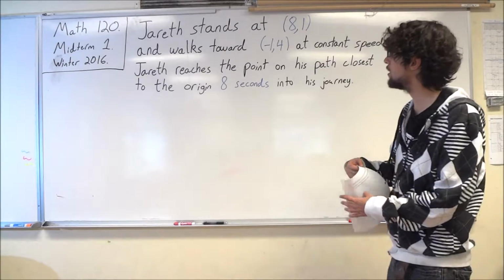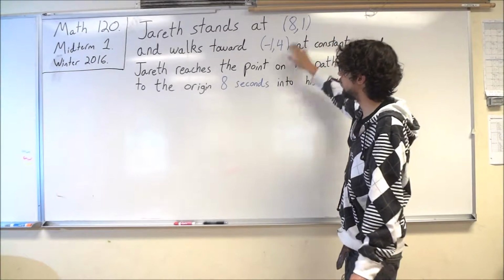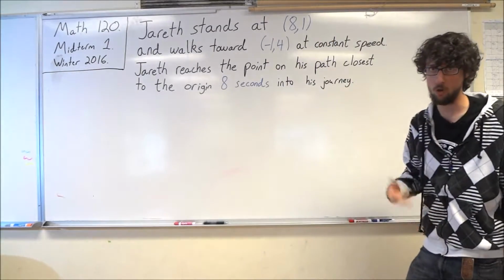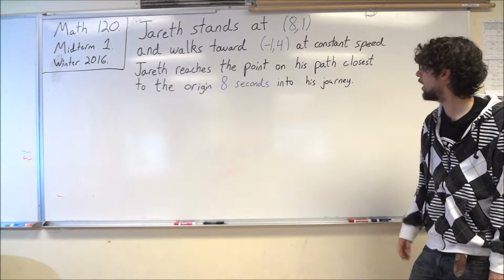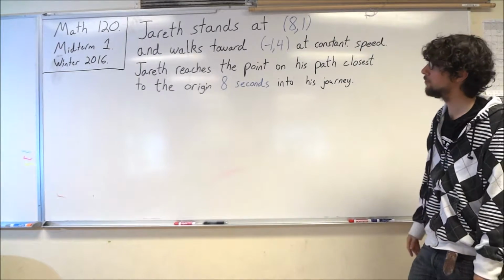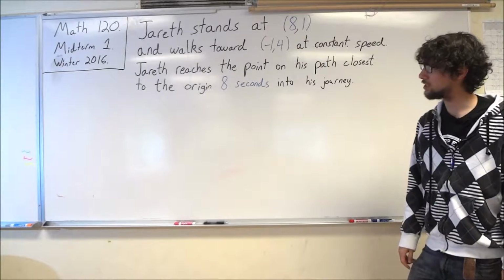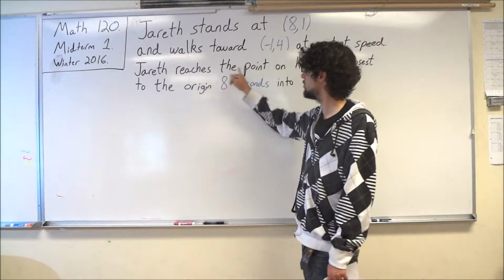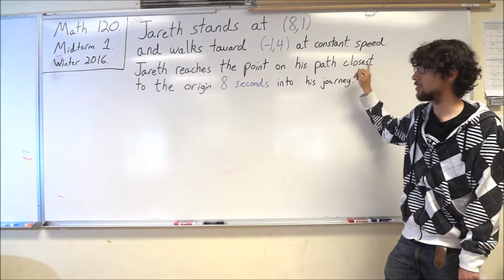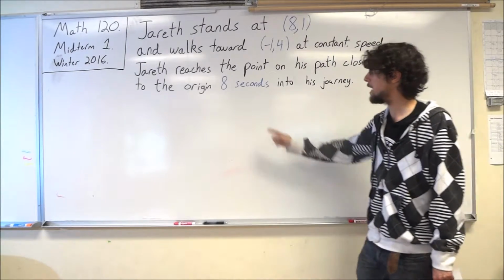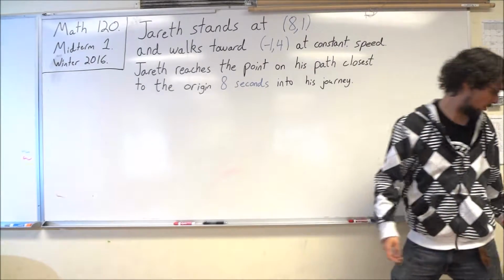So we have Jareth standing at (8, 1) and walking towards (-1, 4) on some coordinate system. He's walking at constant speed. And what we know about his motion is that he reaches the point on his path that is closest to the origin 8 seconds into his journey.